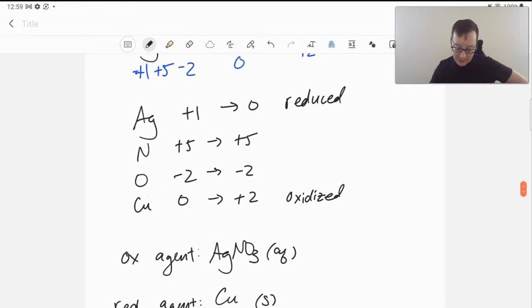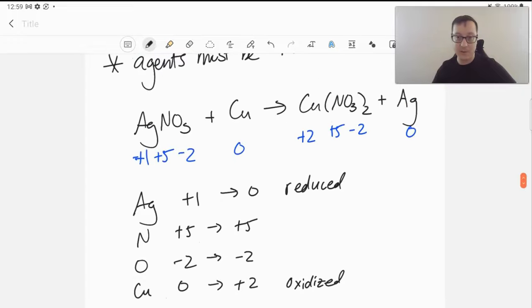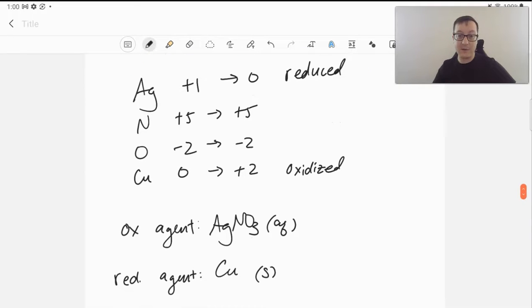So within a reaction, we can identify the species being oxidized and reduced. We can identify the oxidizing agent and reducing agent as being the reactants that contain the ones that are oxidized and reduced. Remember that they switch names essentially for the agent. The reduced substance is your oxidizing agent, or part of your oxidizing agent. Your oxidized substance is part of your reducing agent. And as we see here, sometimes it's just the single element, like copper was, because that's how it shows up in our reaction. And sometimes it's a compound like with the silver here.